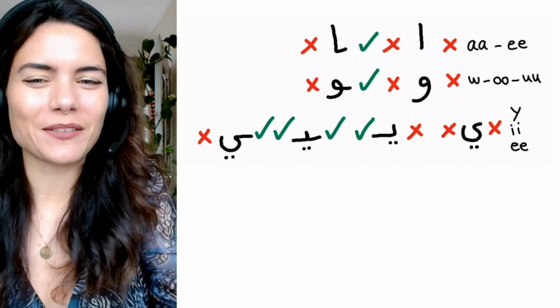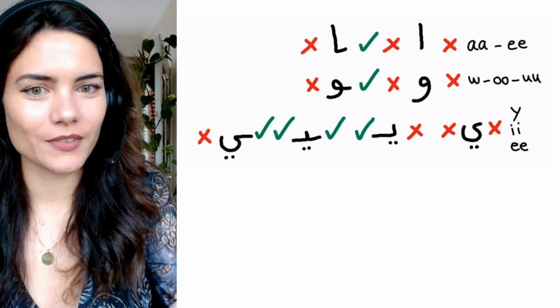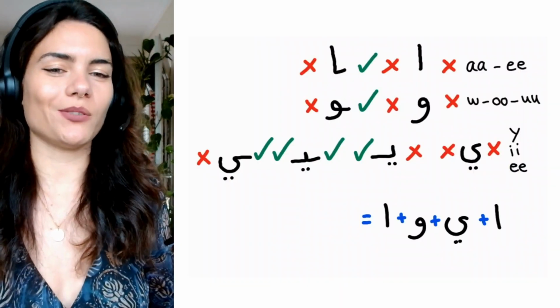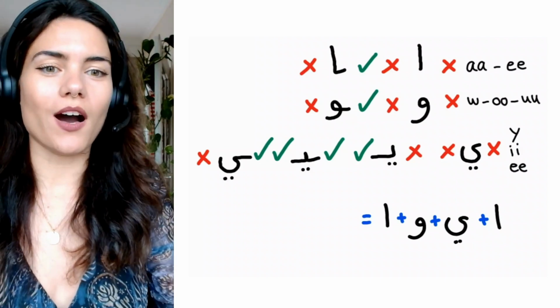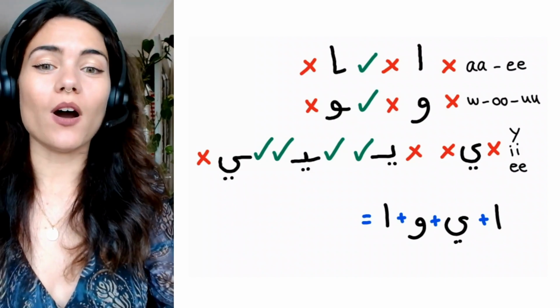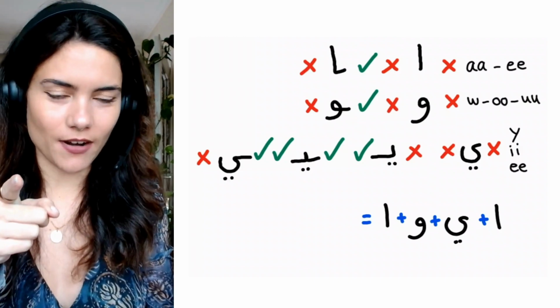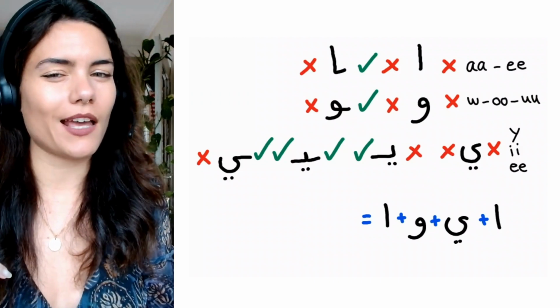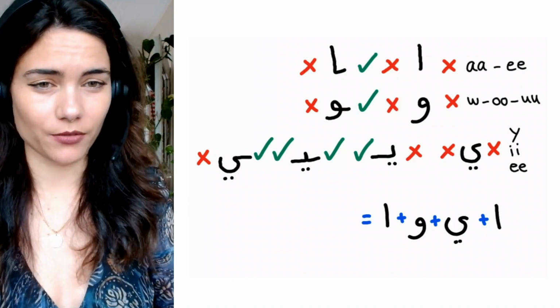But what does this mean? How can I write them together? Let's see an exercise together. Imagine we wanted to write the word Iowa in Arabic. Iowa means yes, that's right. It could also be translated as I see. So it's very useful for when you're first learning Arabic.